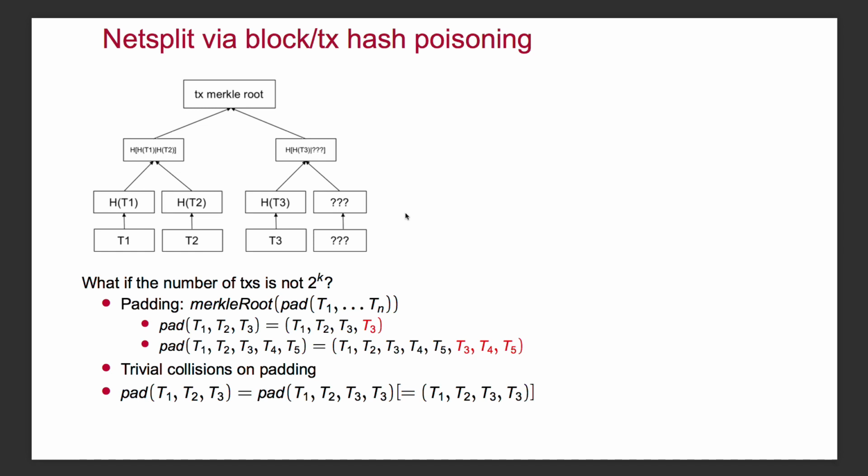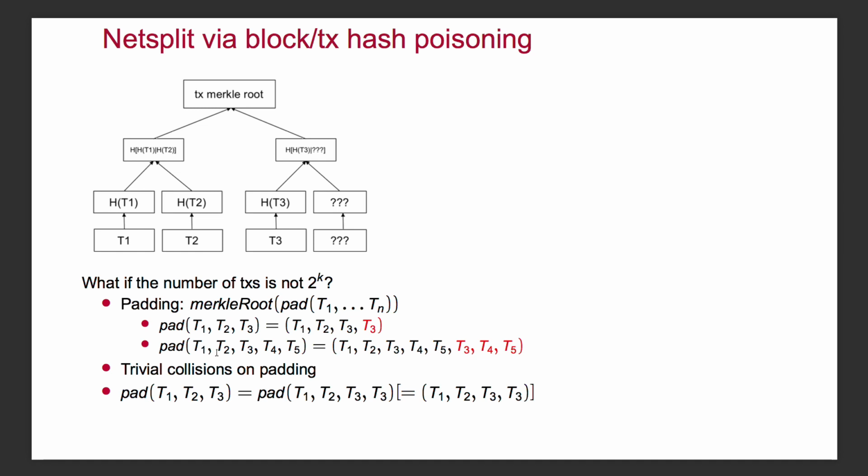So let's take a look at how padding of transactions for the purpose of Merkle root calculation works in Bitcoin. So suppose I have 3 transactions instead of 4. The goal of the padding is to make them into a power of 2. So the goal is to extend them into 4 transactions. So in Bitcoin, it's going to just take the last transaction in the list and copy it once again.